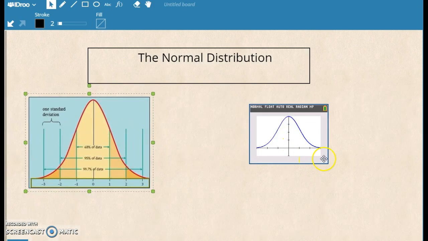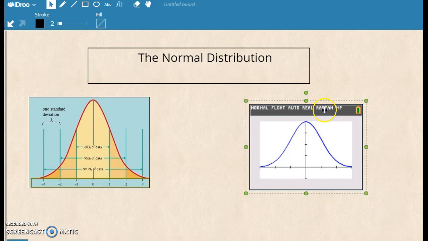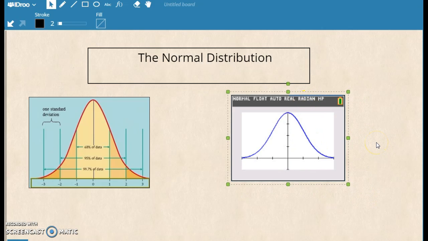I'm going to bring a picture over here to work with. This is right off of a TI-84 calculator, and I'll show you that in a little while. But the general idea is this graph of the normal distribution comes from a mathematical function. And that mathematical function looks like this.